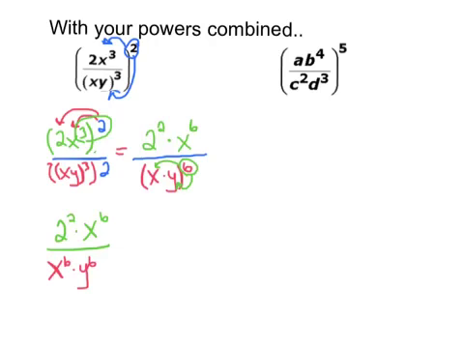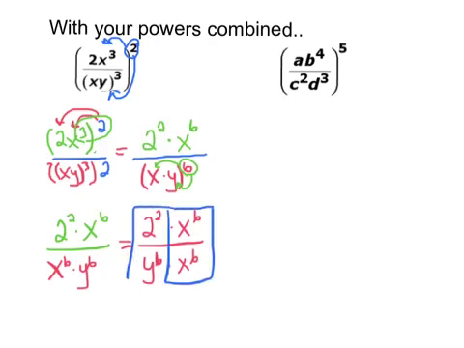And now what I can do is rearrange these things like I did a couple of slides ago. So this is 2 to the second power times x to the 6th power divided by y to the 6th power times x to the 6th power. Split these up into two different problems. Can I simplify 2 to the second power divided by y to the 6th power? Well, no, that's got to stay the same.